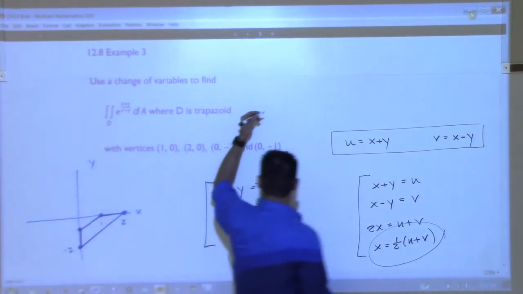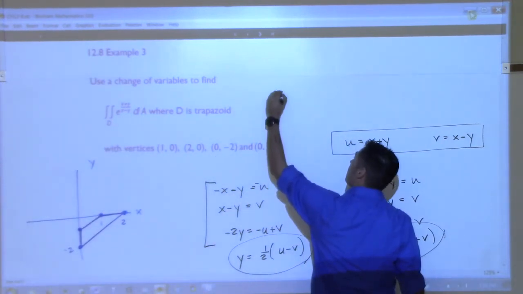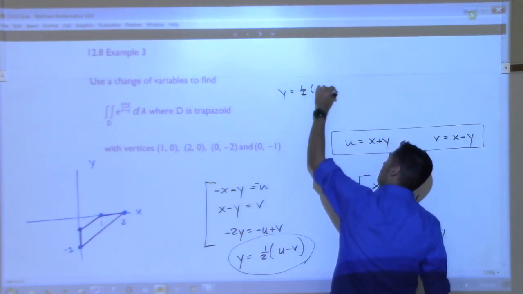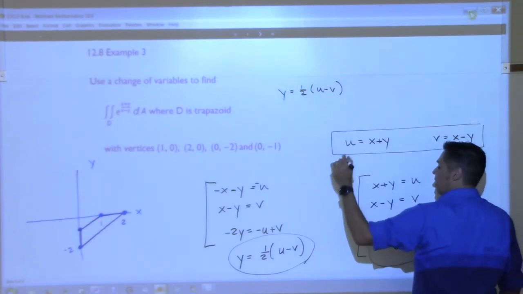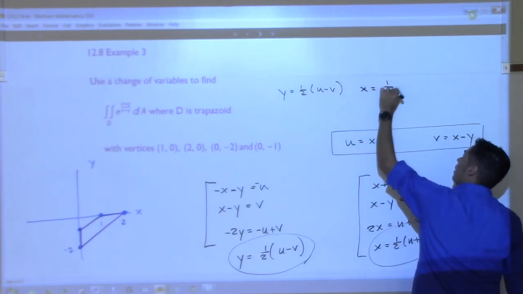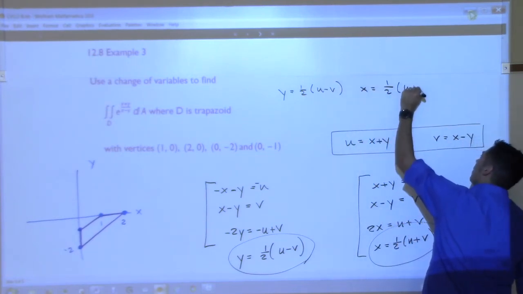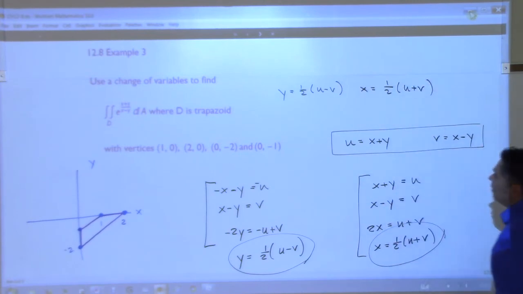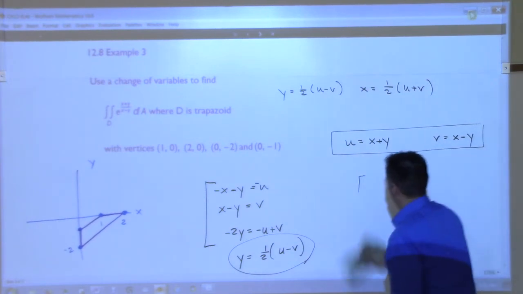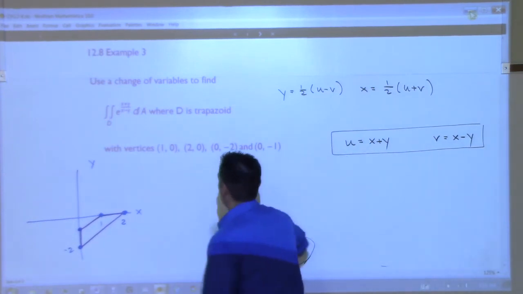Let me put our transformations up here. Y is equal to 1/2 u minus v. I like the approach, don't get me wrong, I like what you did there. It was good insight, good instinct, but I just don't think it'll work. Also, I'm going to keep these up here. I'll keep them there.